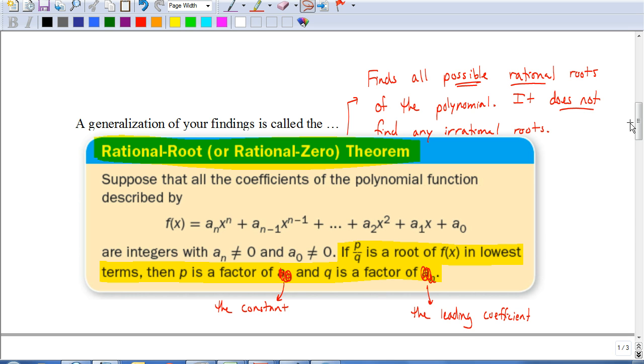So first off, here's what you need to understand about the rational root theorem. It's represented by this p divided by q, where p is a root of the function, in lowest terms. That equation is always going to be a fraction in lowest terms, where p is going to be a factor of the constant and q is going to be a factor of the leading coefficient. So p is going to be a factor of the very last term, the constant in the equation, and q is going to be a factor of the leading coefficient, the first coefficient of the polynomial.